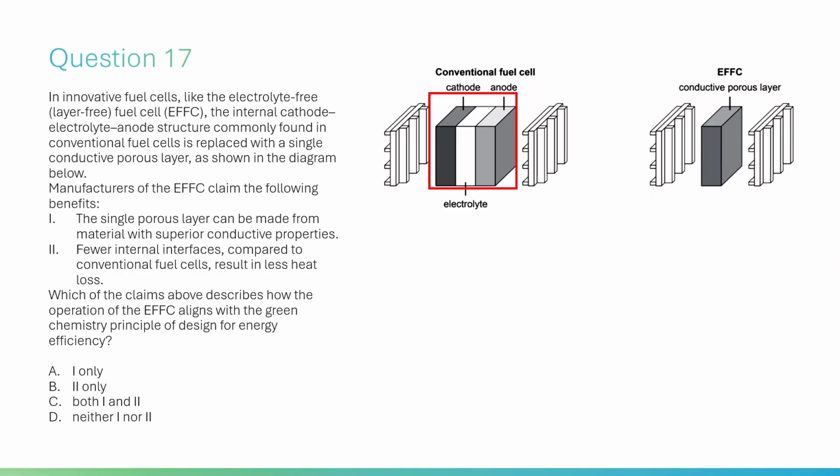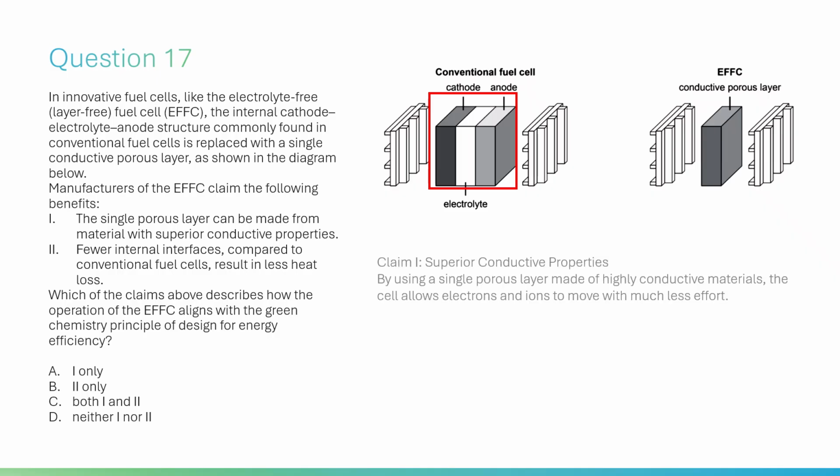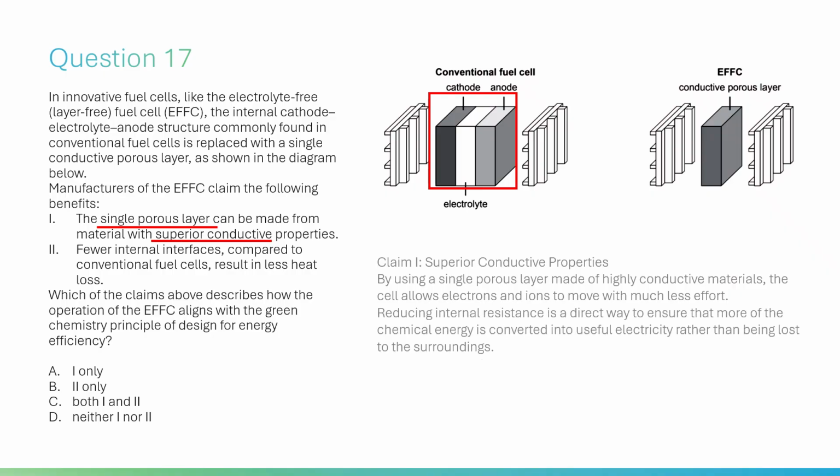Evaluating the claims. Claim 1, superior conductive properties. By using a single porous layer made of highly conductive materials, the cell allows electrons and ions to move with much less effort. Reducing internal resistance is a direct way to ensure that more of the chemical energy is converted into useful electricity rather than being lost to the surroundings. This directly aligns with maximizing energy efficiency.